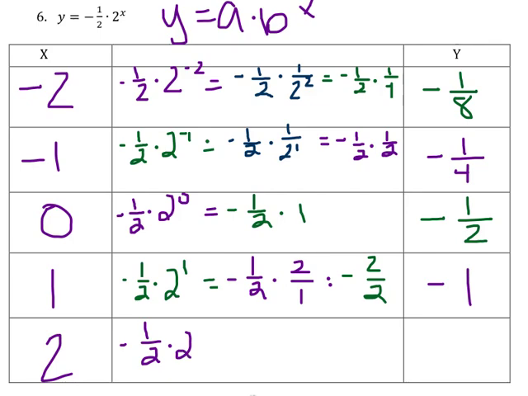-1/2 times 2 squared. That is like -1/2 times 4, which is like 4 over 1. And when we multiply that one straight across, we get -4 over 2. Reduce that, -4 over 2 is like -2.